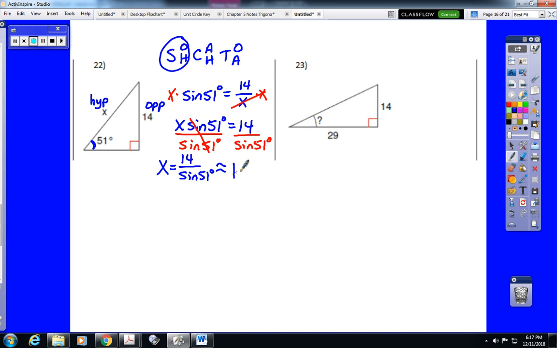And we would get 18.01 units. Again, it's a side length. We don't have inches or centimeters or anything like that, so we're just going to mark it with units.